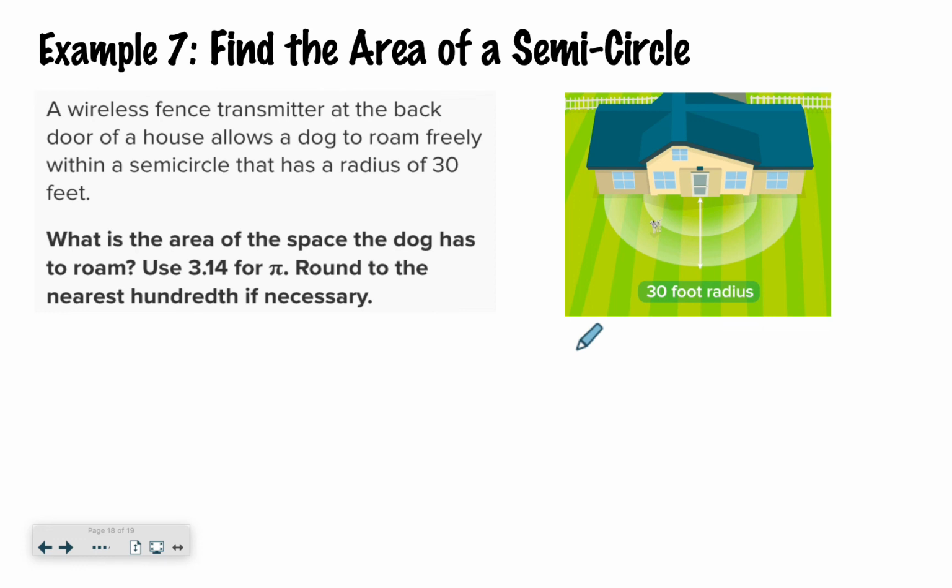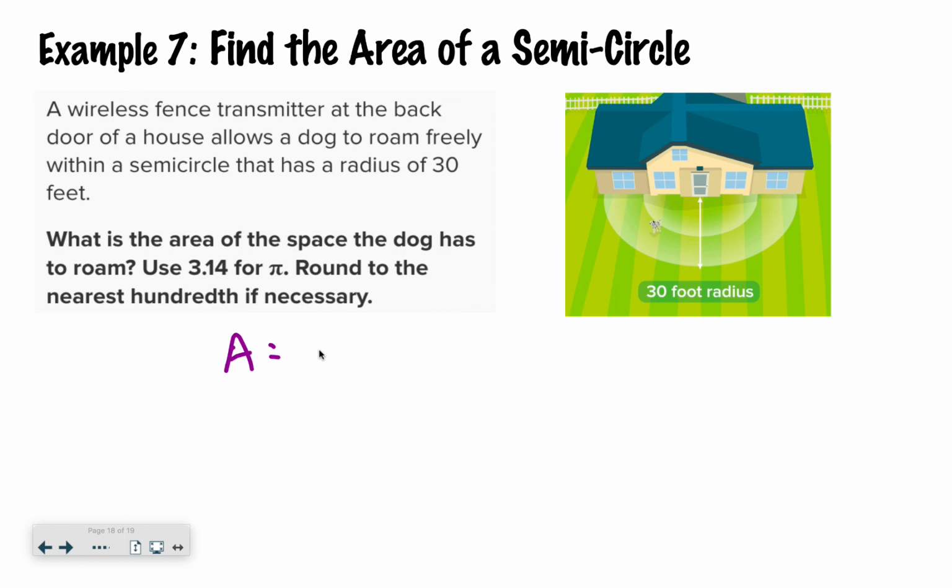Okay, so we have a wireless fence transmitter at the back door of a house that allows a dog to roam freely within a semicircle that has a radius of 30 feet. What is the area of the space the dog has to roam? Use 3.14 for pi, round to the nearest hundredth if necessary.